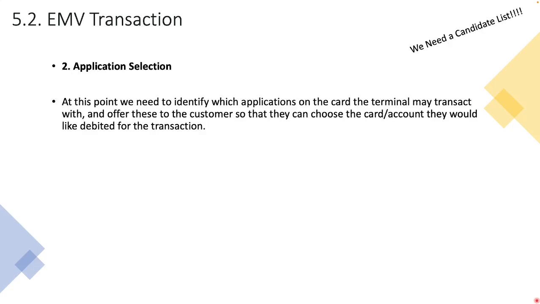At this point in the transaction, we've got a terminal that has supplied power to the chip. So we've got a card that's a microcomputer. It's capable of its own risk management and its own processing. It can work like a computer that we're used to. And so now that the microchip is powered up, the terminal is able to have a conversation with it. The very first thing that the terminal would like to do is to identify what sort of payment applications are available on the card that the terminal itself can actually process, and to make these available to the customer, to Bob, so that they can choose the card and the account that they would like to use for this transaction.